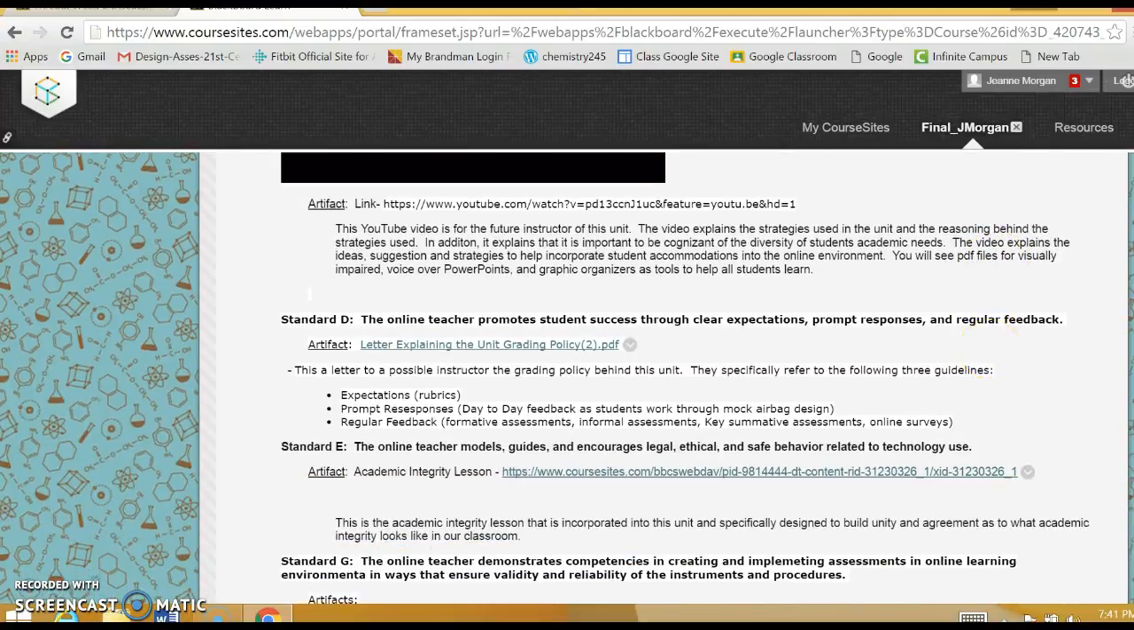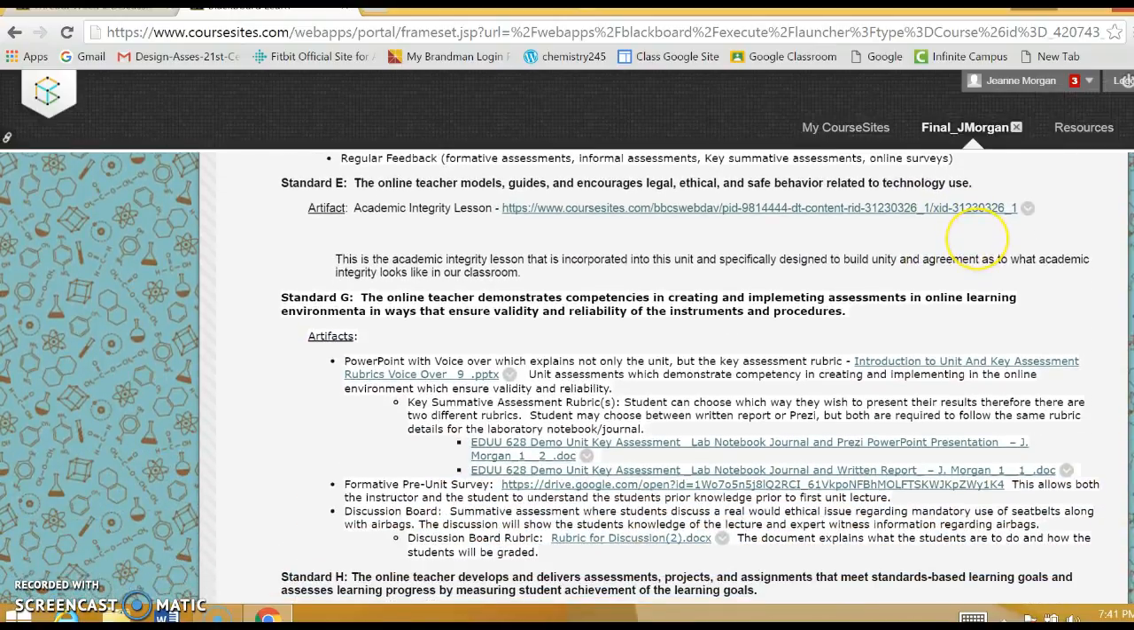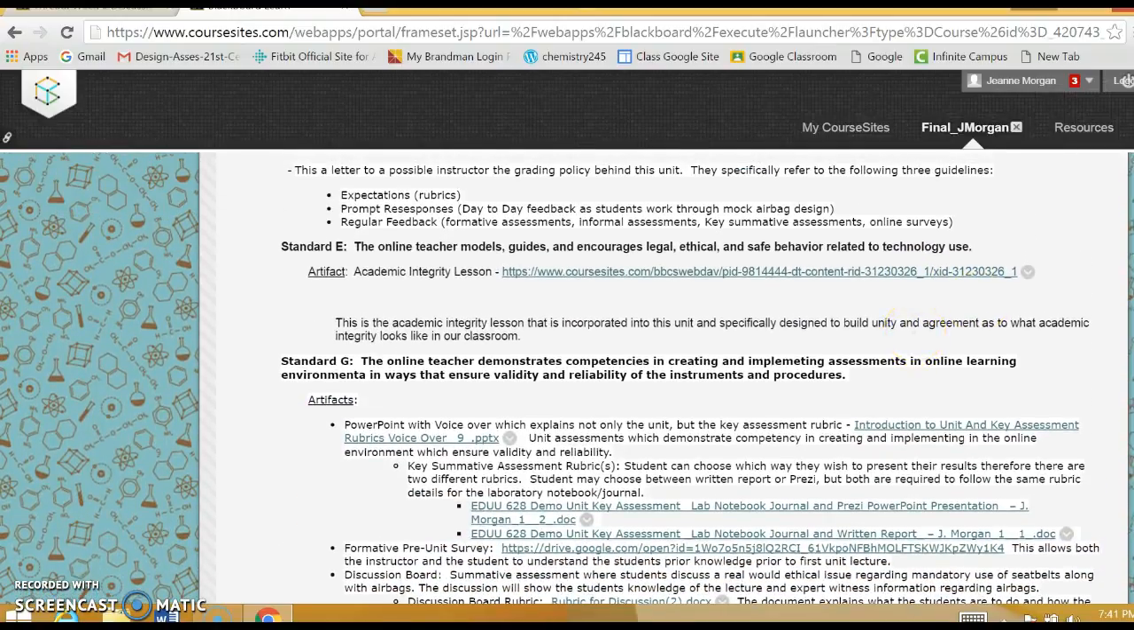Standard D, the online teacher models, guides, and encourages legal, ethical, and safe behavior related to technology use. The artifact here is my academic integrity lesson. This is an academic integrity lesson that is incorporated into this unit and specifically designed to build the unity and agreement as to what academic integrity looks like in our classroom. So this was a unit that I designed. It involves a YouTube video. You can click on the lesson here. It'll go into it. It talks about the YouTube video the kids watch, the survey that they take, and so on and so forth. So that gives you a better explanation of the academic integrity side of it.